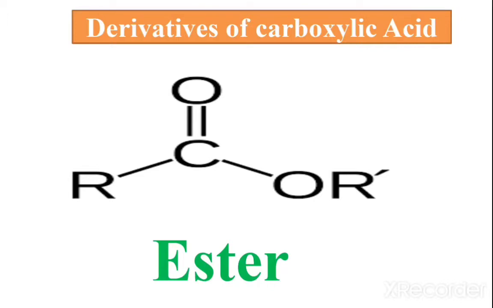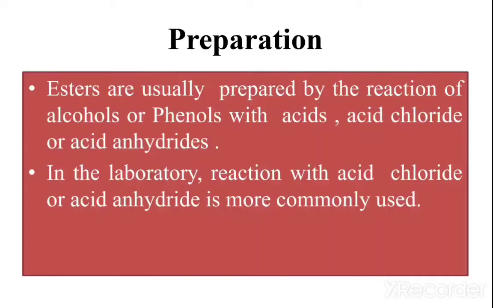The first derivative of carboxylic acid here is the ester. An ester has a functional group here, R C double bond O R dash. Here R may be the alkyl or the aryl group. Okay, this is the structure of ester, R C double bond O R dash.